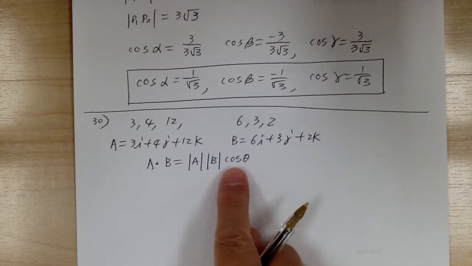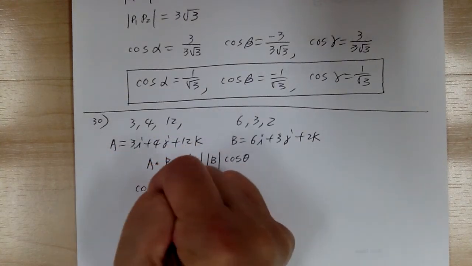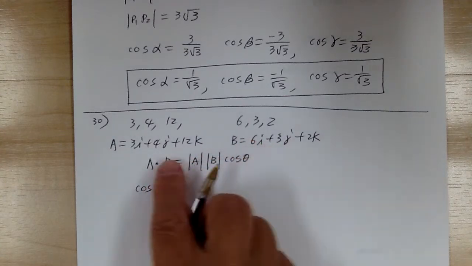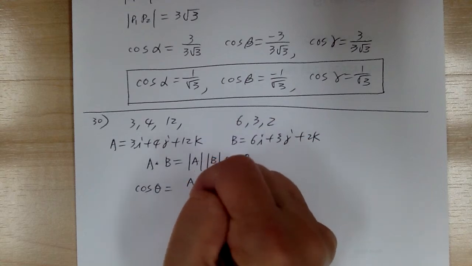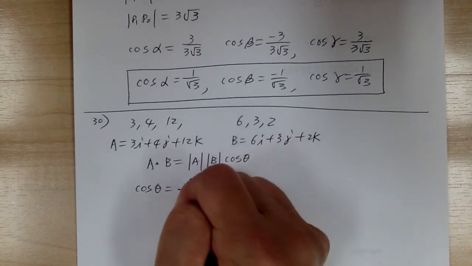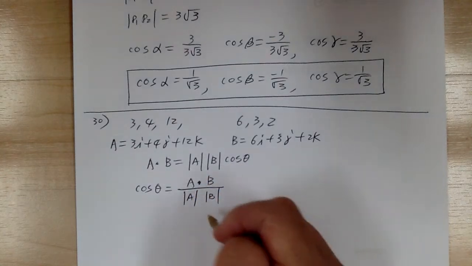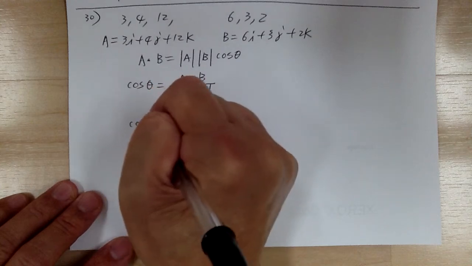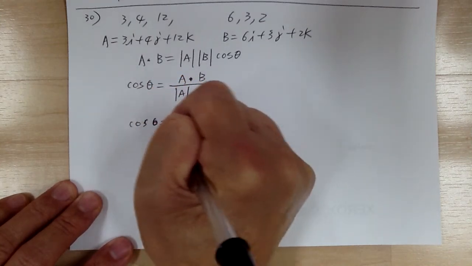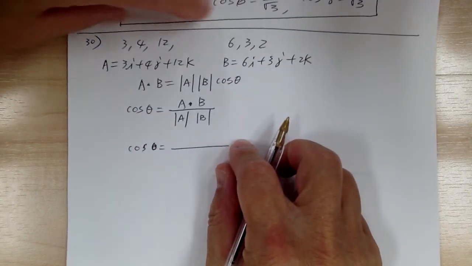Okay, so you're looking for cosine theta, so you need to move this over. So cosine theta, again the angle between the two lines, would be A dot B over |A||B|. Now it's just a matter of working it out, putting the numbers in. So cosine theta is equal to A dot B. When you're doing a dot product, you just multiply.